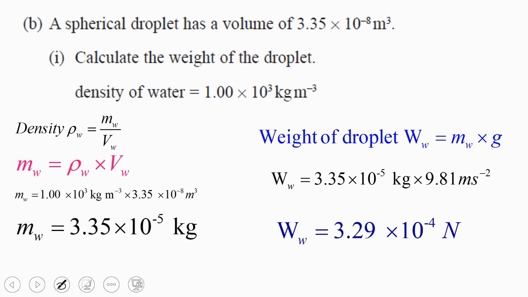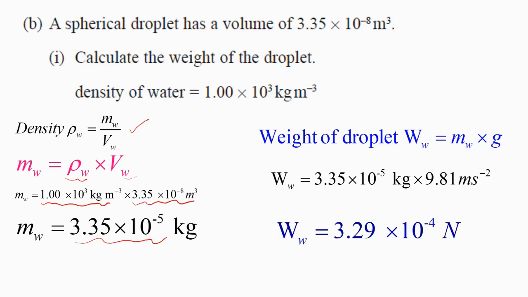We know the density of a water drop can be defined as the mass of the water droplet divided by volume. From that we can write the mass of the water droplet is equal to the density of the water droplet times the volume of the water droplet. They are given the density of water and the volume of the water droplet, so we can easily find the mass of the water droplet.